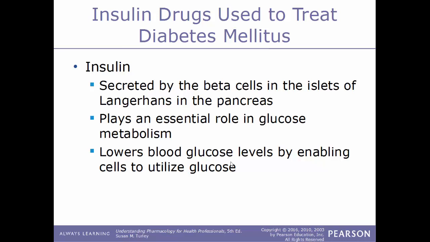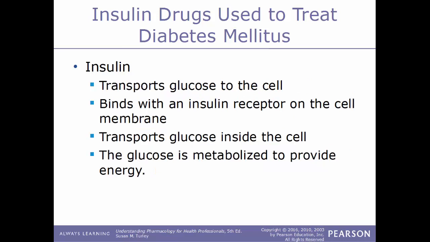Now, insulin is secreted by the beta cells of the islets of Langerhans within the pancreas. Now, insulin, of course, plays an essential role in the glucose metabolism, and it works by lowering blood glucose levels by helping cells utilize glucose.